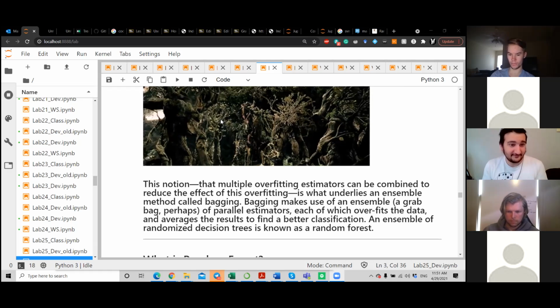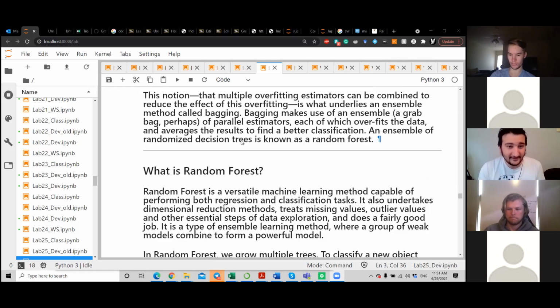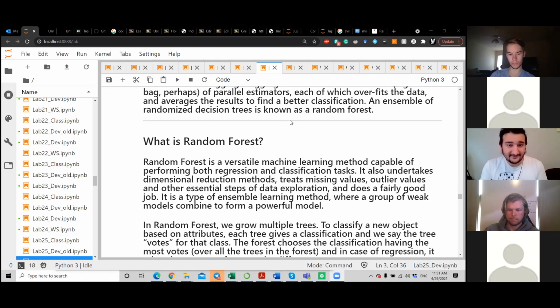A random forest. Now, what is a random forest? It is a versatile machine learning method capable of performing both regression and classification tasks. However, it is mostly used for classification. And it undertakes dimensional reduction methods, treats missing values, outlier values, and other essential steps of data exploration, and does a fairly good job. It is very, very common and very useful.